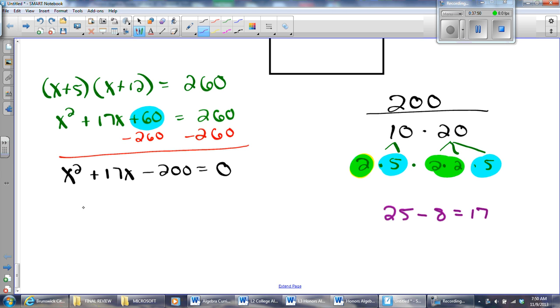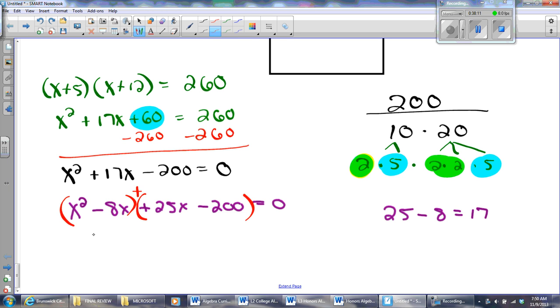So I can go x squared minus 8x plus 25x minus 200, that'll equal 0. And then I will group. So I'm going to pull out an x, be left with an x minus 8. Pull out a 25 and be left with an x minus 8. Well, then when I factor again, I'm going to get x minus 8 times x plus 25.